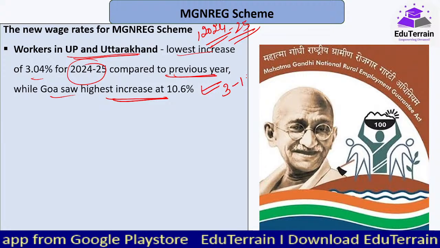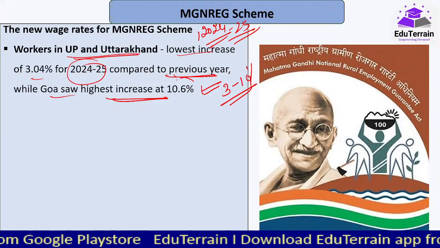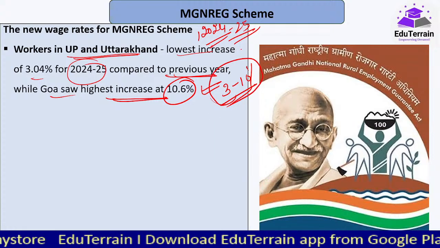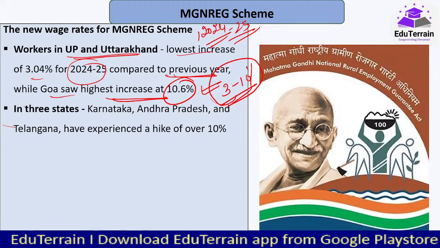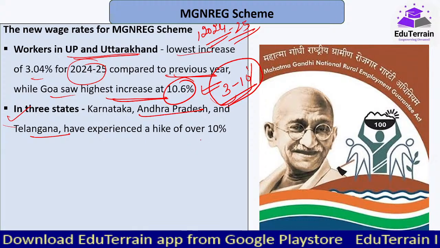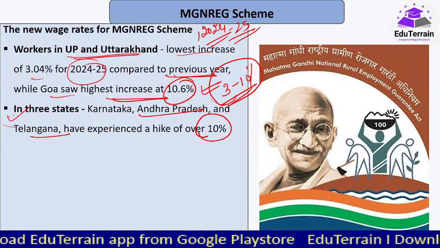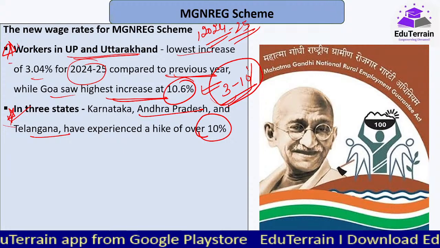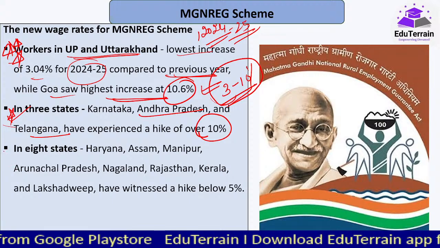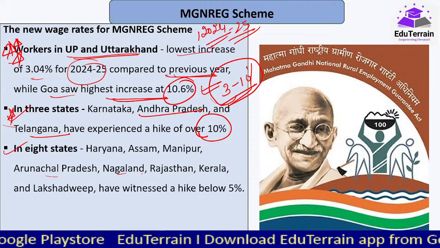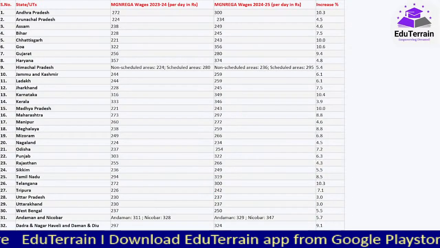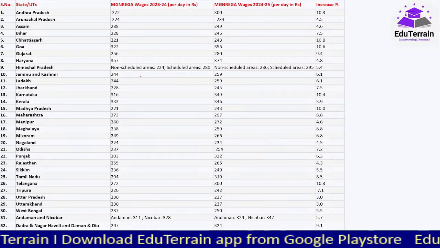में है इस बार, 3 to 10% I should say. Highest 10.6%. Otherwise, majority of them, normally it was between 3 to 10%. In 3 states, Karnataka, Andhra Pradesh, and Telangana, they have experienced a hike over 10%. All these data would be important, especially this. Okay, highest and lowest. In 8 states, Haryana, Assam, Manipur, Arunachal Pradesh, Nagaland, Rajasthan, Kerala, and Lakshadweep, it has witnessed a hike below 5%. Now, these are the new wage list.